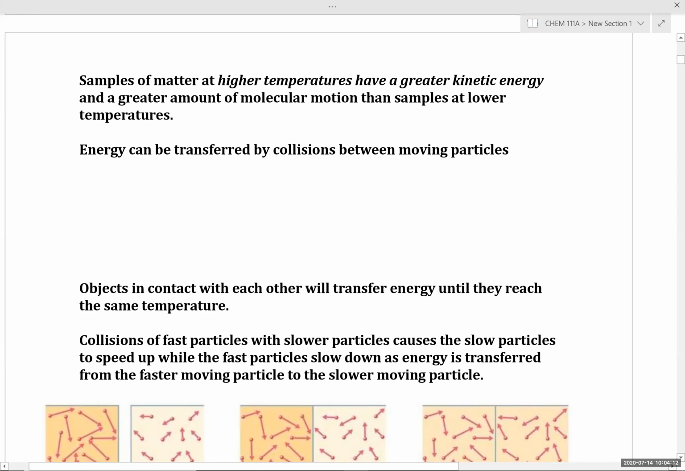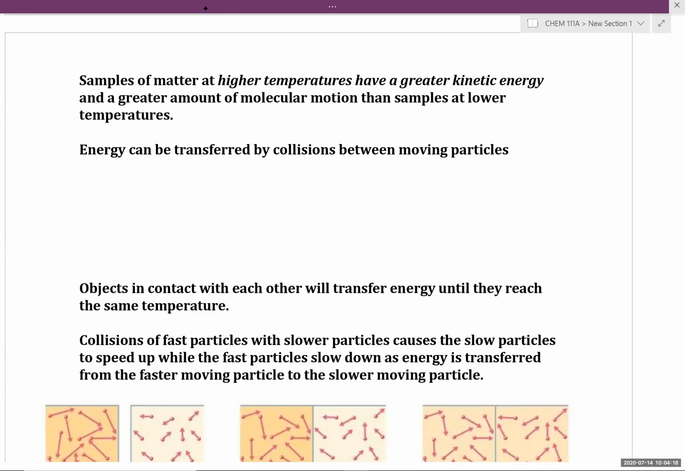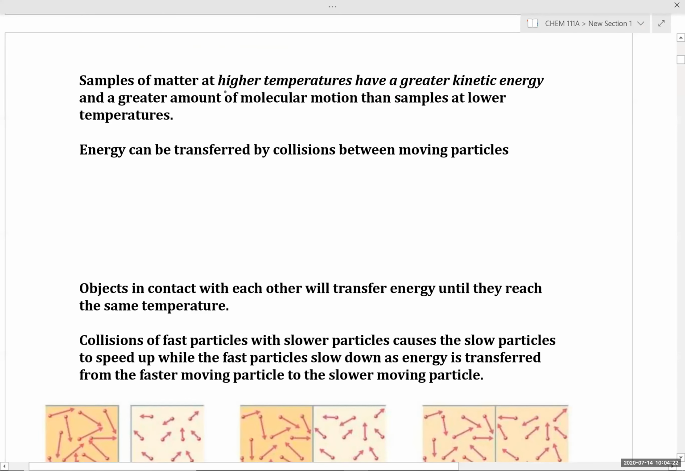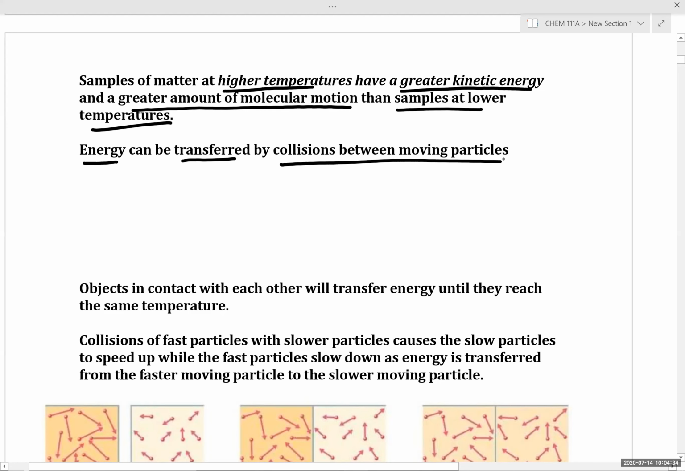So first and foremost, samples of matter at a higher temperature, so let's use a different color for that. Samples of matter at higher temperatures have a greater kinetic energy and a greater amount of molecular motion than samples at lower temperatures. Now, energy can be transferred by collisions between moving particles.